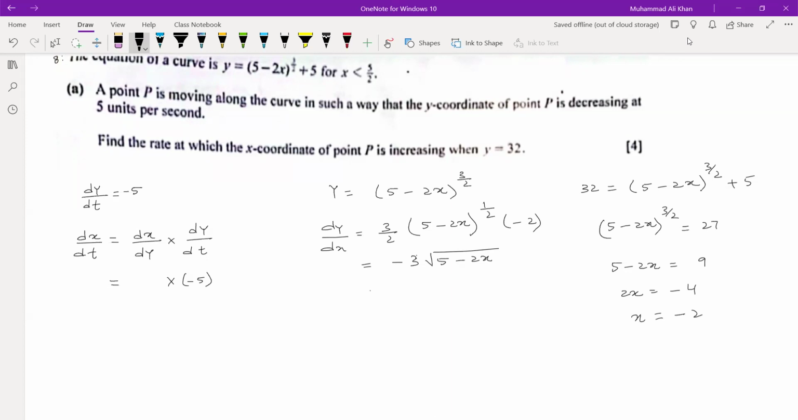So now, just replace x with minus 2 here. So it will be 5 minus 2 multiplied by minus 2 is plus 4, and 5 plus 4 is 9. Under root 9 is 3. 3 times 2 is 6, minus 6. So this is dy over dx, but we have to write dx over dy. So just write minus 1 over 6. So the final answer is minus 5 over 6 for dx over dt, the rate of change of x according to the given conditions.